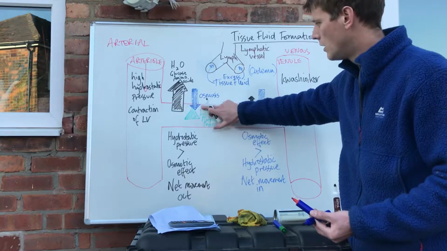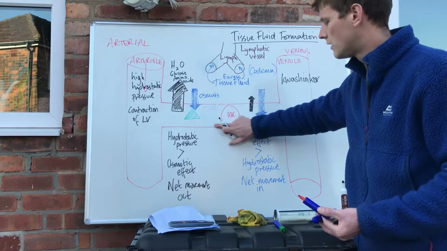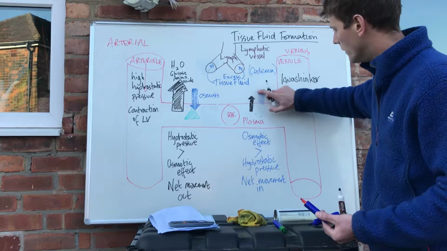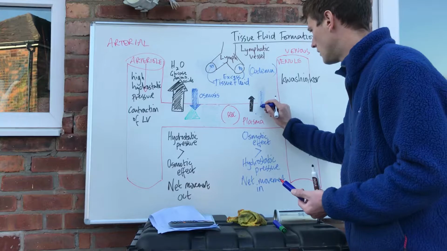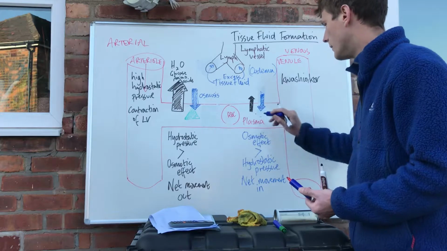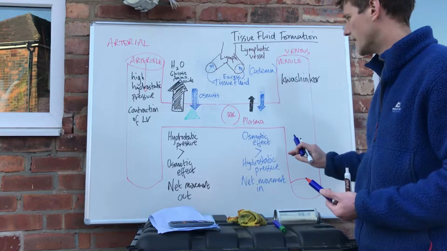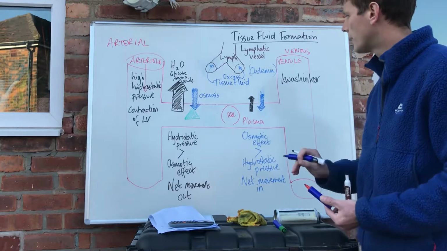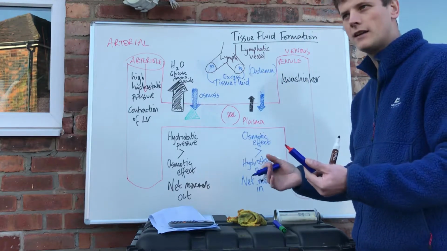Okay, so with kwashiorkor, with that lack of protein in the diet, there are fewer large plasma proteins, and therefore that effect of osmosis becomes reduced. Okay, so fewer plasma proteins. Now it becomes reduced, so there is less reabsorption of water at the venous end, which causes this accumulation of tissue fluid in the tissues, and that causes swelling.